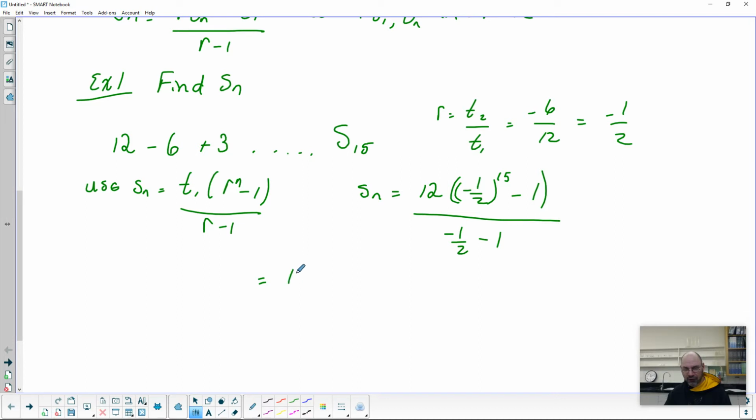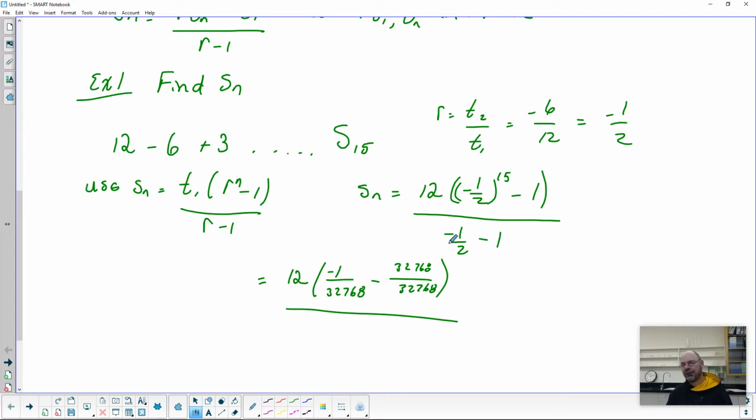12 we'll leave out front. We'll go 15 to the -1/2 to the 15. So that's -1 to the power of 15, which is -1, and 2 to the power of 15, which is 32,768 if you do it on your calculator. And that's negative, minus 1. So when we're minusing 1, if we turn it into a fraction, it's just 32,768 over itself, because that number divided by itself is equal to 1. So if we write 1 like that, we can do the math fraction-wise.